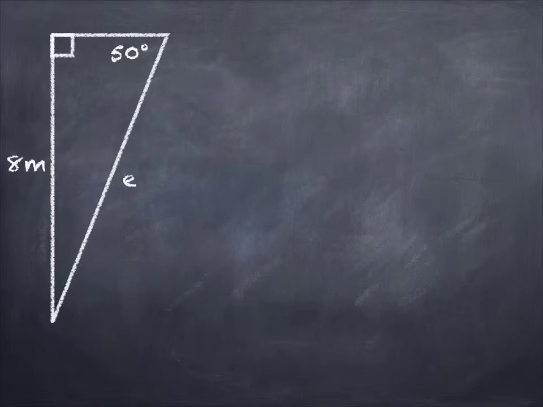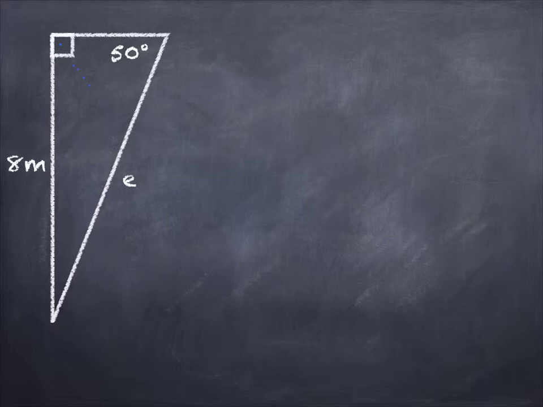Another triangle here. Got one side that we know, and one side that we don't, trying to find it out. So, first step again, label the sides. So, here is our right angle. It must be a right angle triangle. If there's no right angle, we can't deal with it.